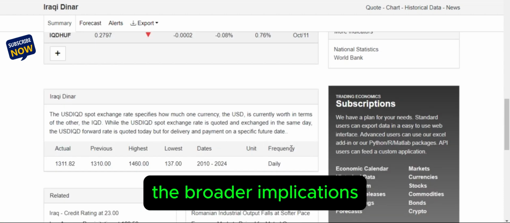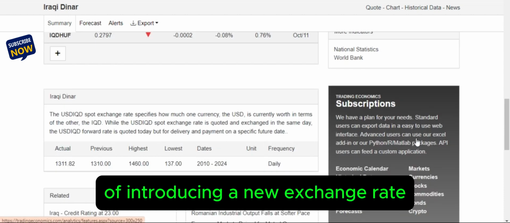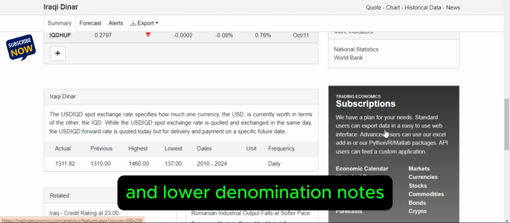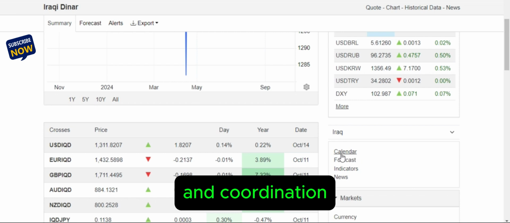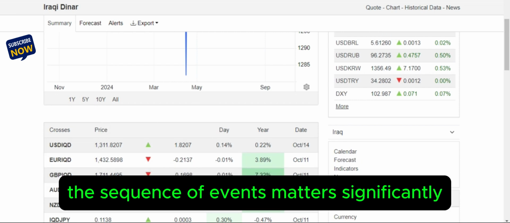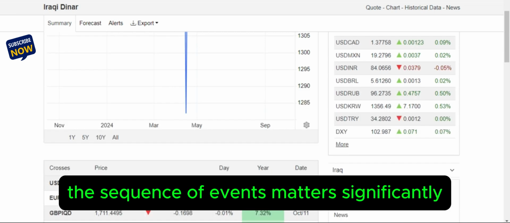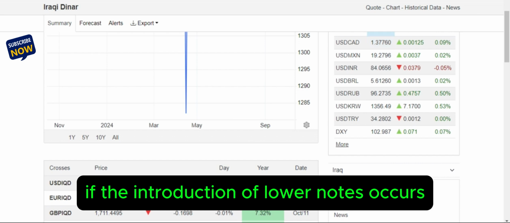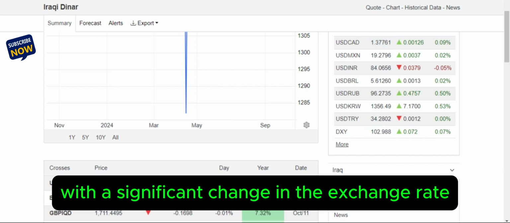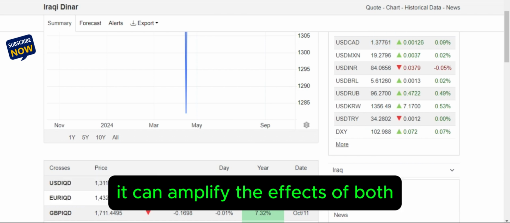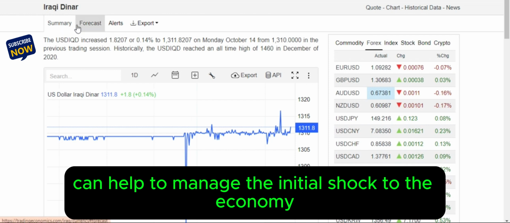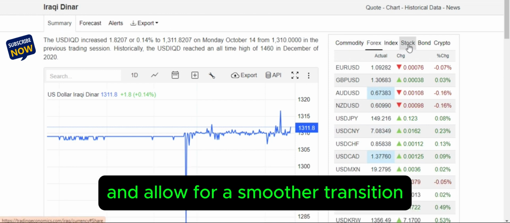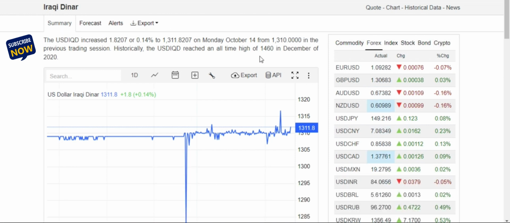As we consider the broader implications of introducing a new exchange rate and lower denomination notes, it is essential to recognize the importance of timing and coordination. The sequence of events matters significantly. If the introduction of lower notes occurs simultaneously with a significant change in the exchange rate, it can amplify the effects of both. Timing the introduction of these elements carefully can help to manage the initial shock to the economy and allow for a smoother transition.